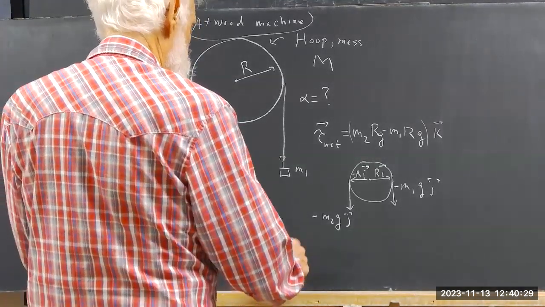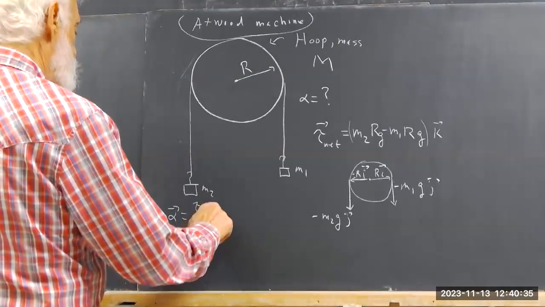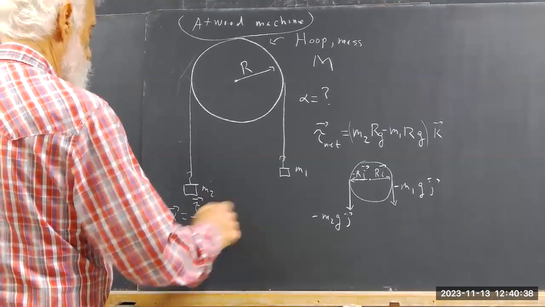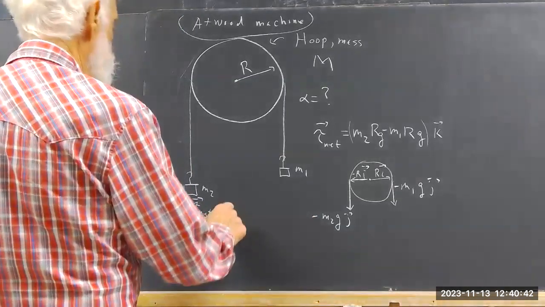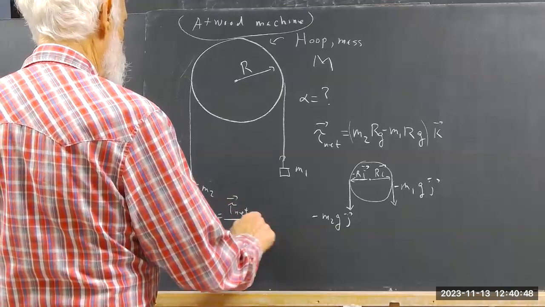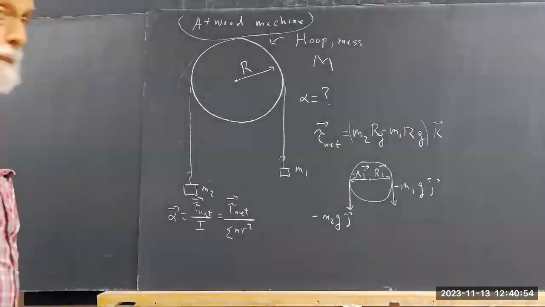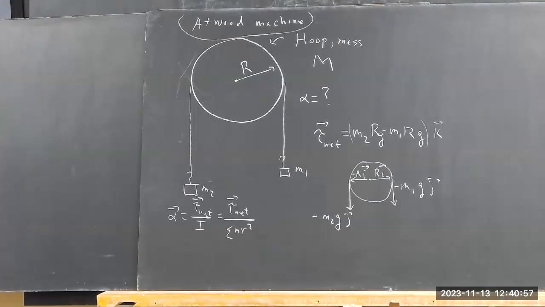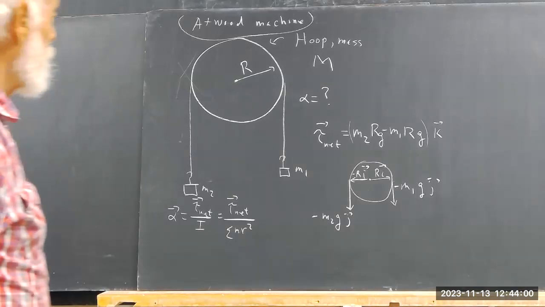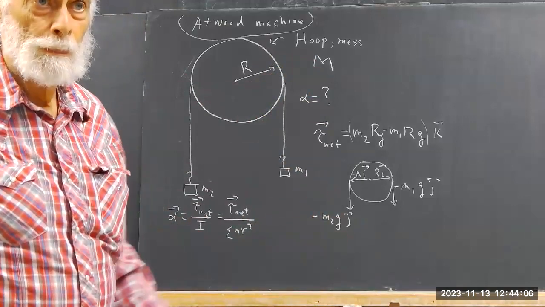Well, L net over I, which of course is L net over I of your MR squared. So what's the moment of inertia? A real important point here. Okay. All the mass of the hoop is out here on the rim. That's what a hoop is, an ideal hoop.